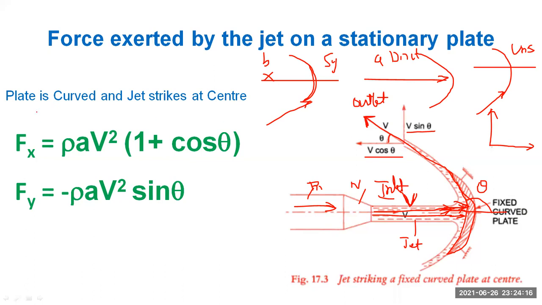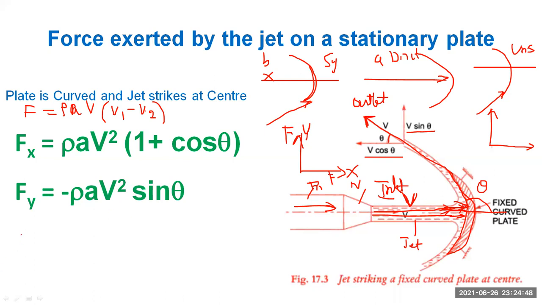So the impulse momentum equation is F is equal to rho AV, that is mass per second, can be written as rho AV into V1 minus V2. So that is nothing but the initial velocity minus the final velocity. So here, first we'll find out the force along x direction. This is a force along x direction and this is a force along y direction. So let us find the force along x direction.